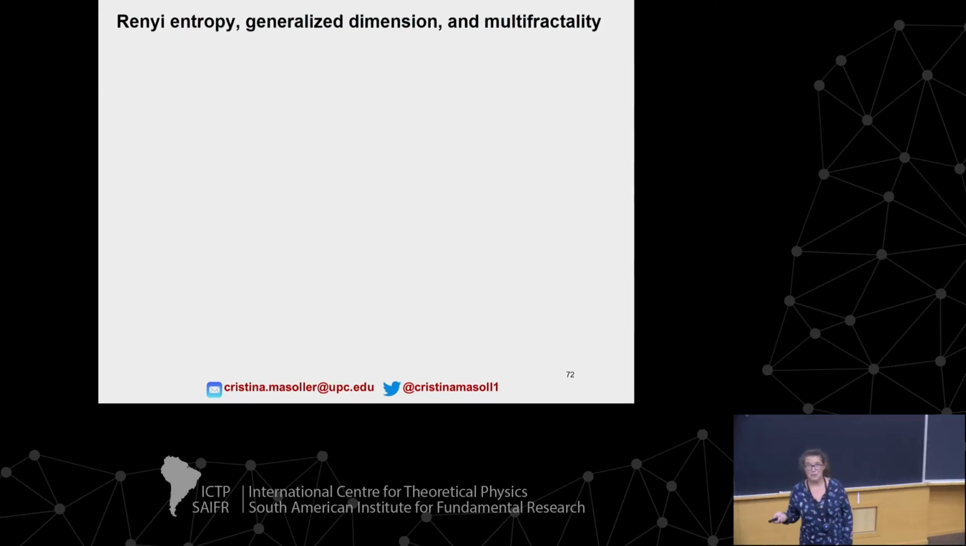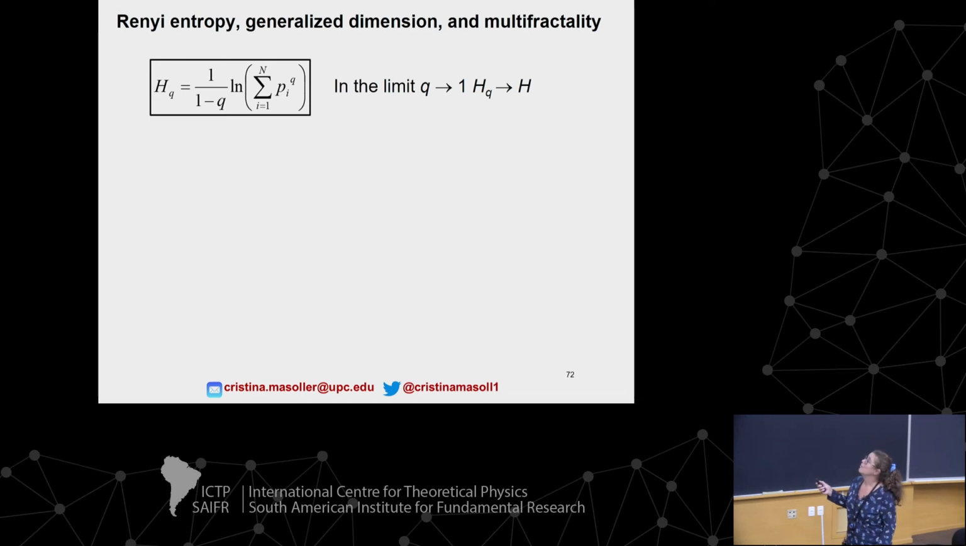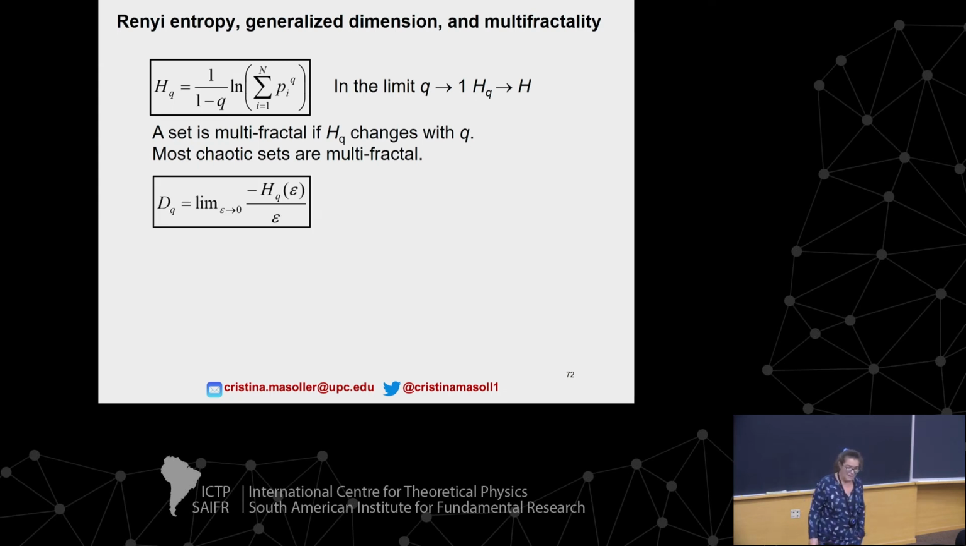There are other entropies I want to mention, just in case you want to play with this. There is the Rényi entropy, which has an extra parameter q. Of course, q cannot be 1, but it can tend to 1. And as q approaches 1, it goes to Shannon entropy. And a time series or a set of any kind is multifractal if the entropy depends really on the value of q. Okay, so that's the definition of multifractality. Most chaotic sets are multifractal. And then with this entropy, you can calculate what is called the information dimension.